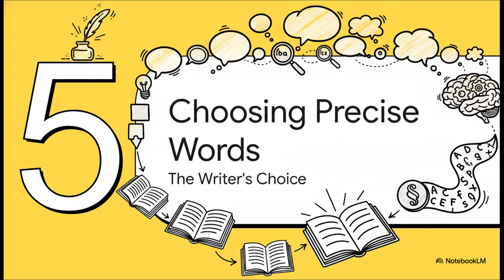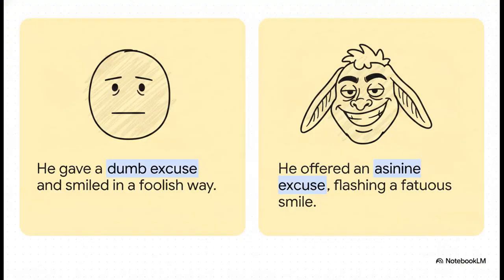We're going to put all of this together to see exactly why an author's precise lexical choice ultimately matters on the page. Let's actually compare these 2 sentences side by side. The generic version, "He gave a dumb excuse and smiled in a foolish way," is flat, it's boring, and it gives us absolutely no real insight into the character's personality. It's totally forgettable.